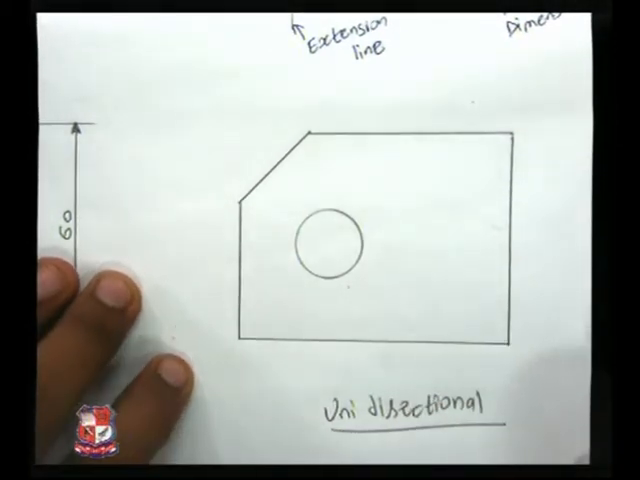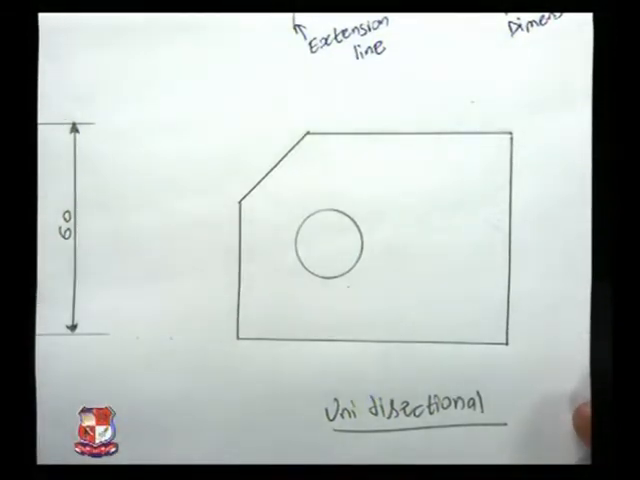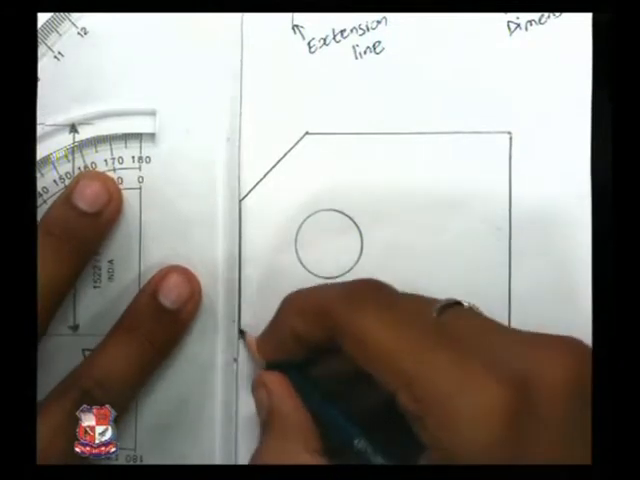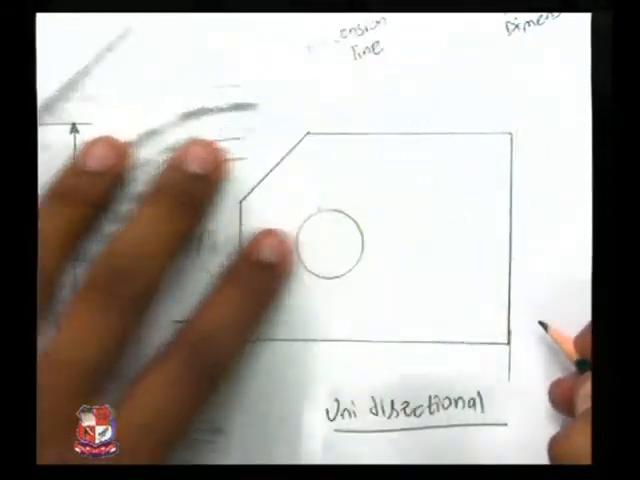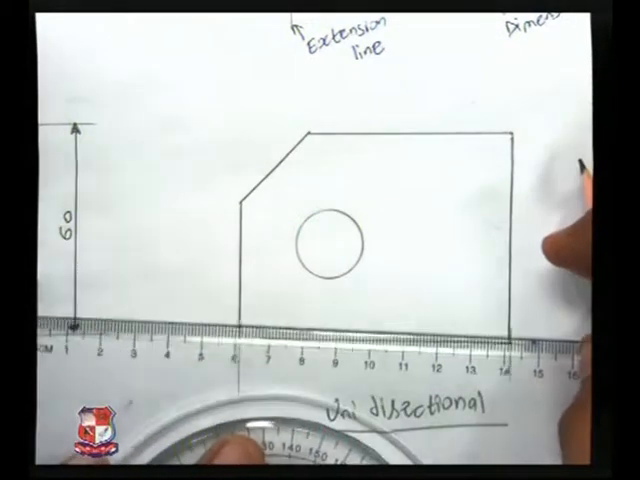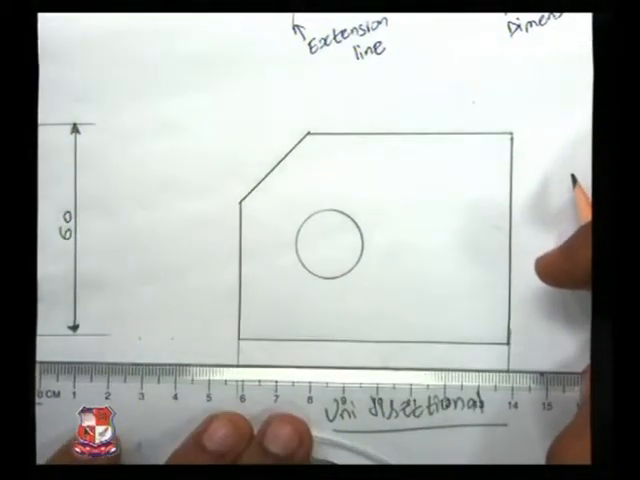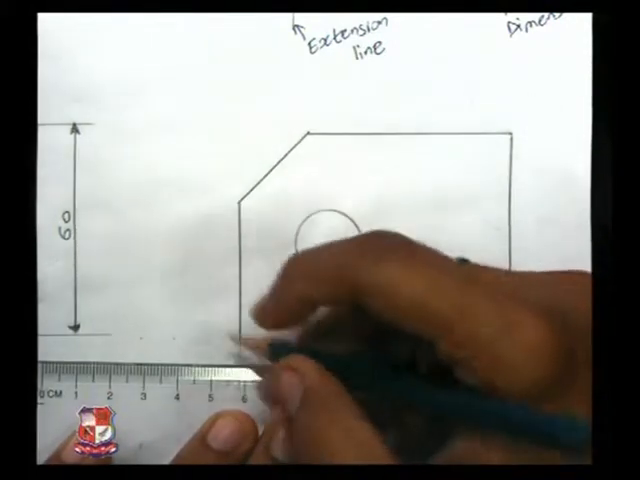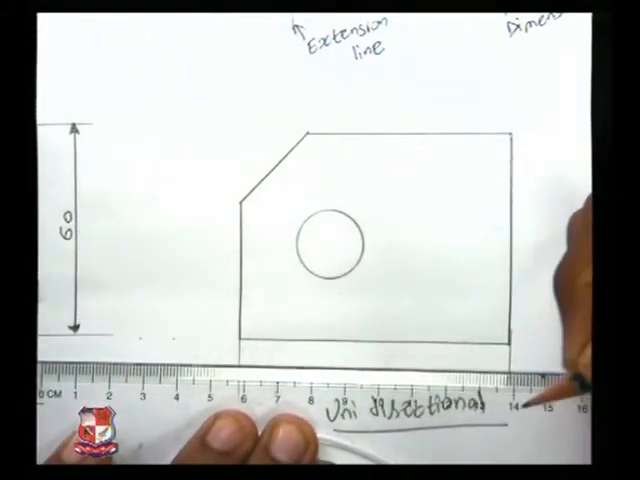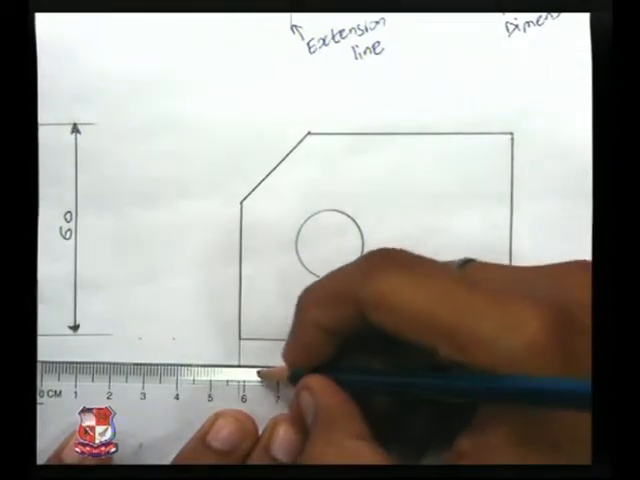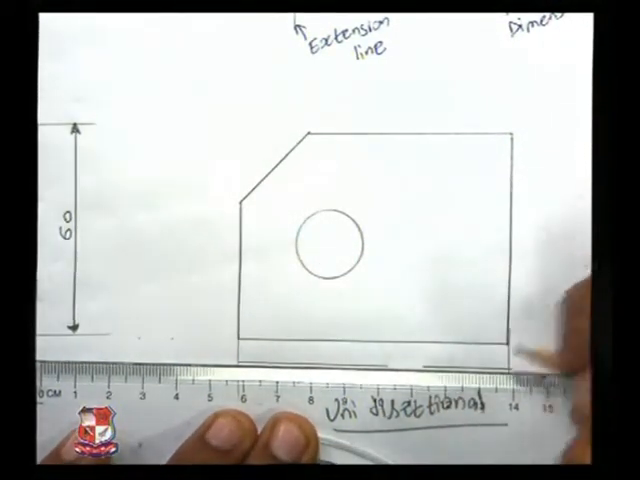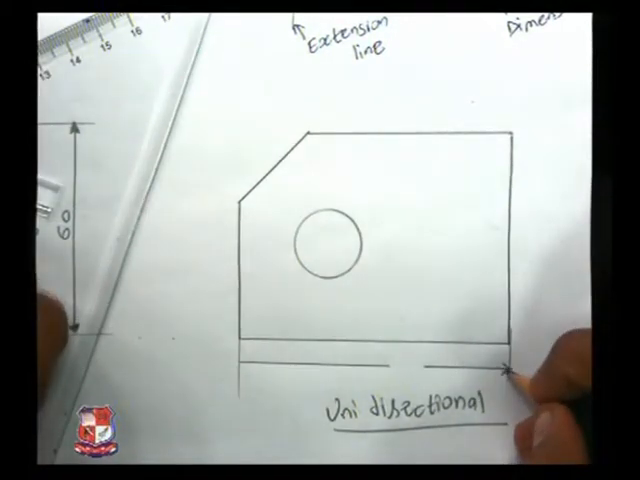Unidirectional. Starting with the same portion only. Extension line. Extension line would be there in both the cases. Now here is the change. In the align method, the dimension line was continuous, but in this the dimension line is broken in the middle.